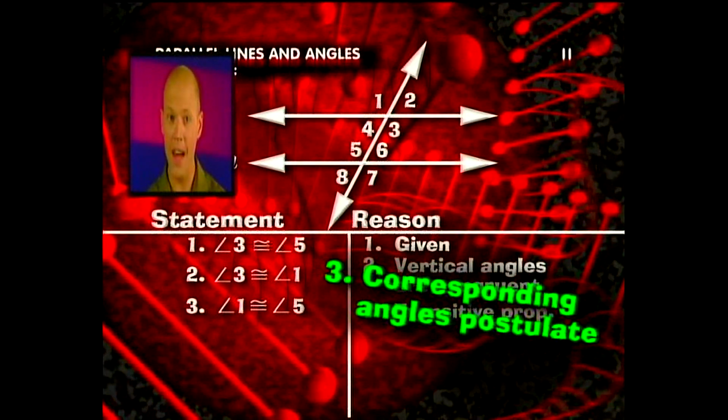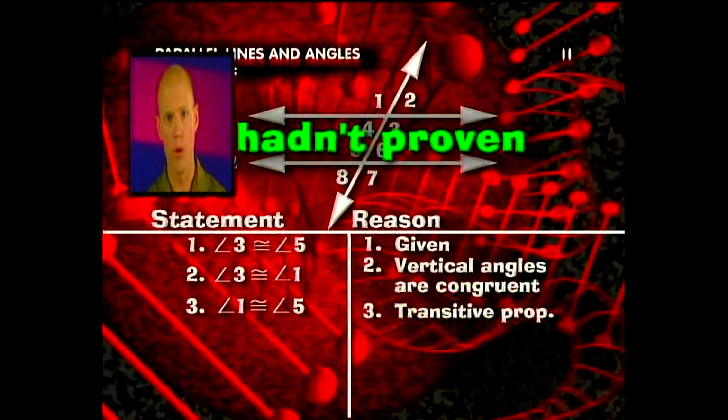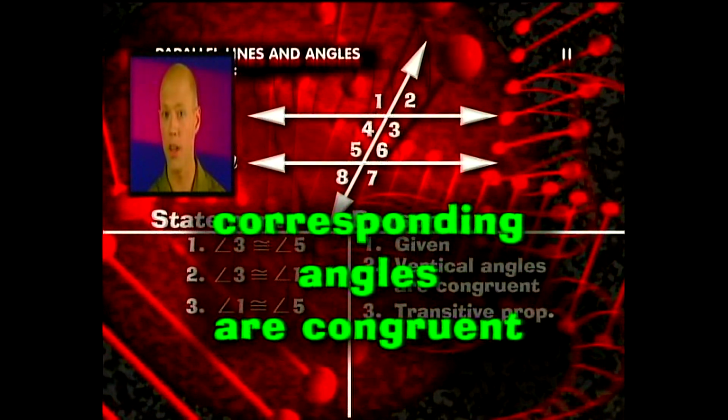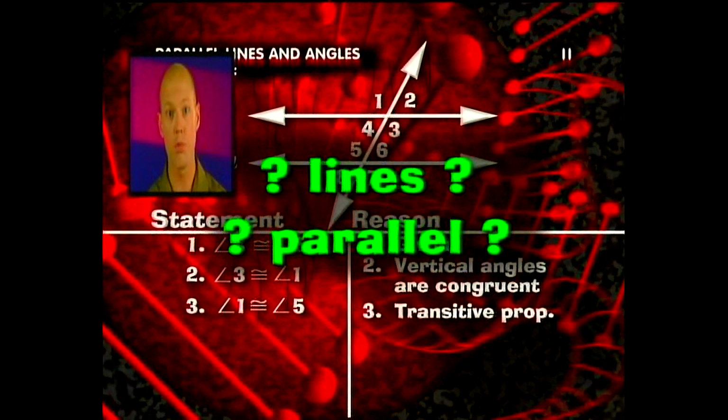Notice that we could not have entered corresponding angle postulate as our reason in step number 3. At this stage of the proof, we hadn't proven that corresponding angles are congruent. We do not yet know if the lines are parallel. This is what we're trying to prove. So, be careful with the postulates you start throwing around.